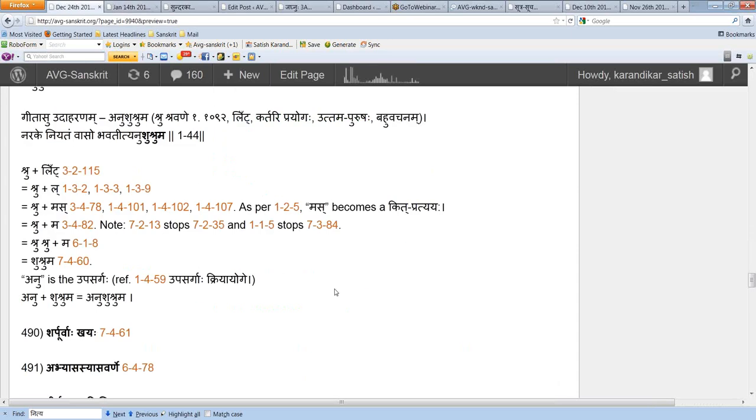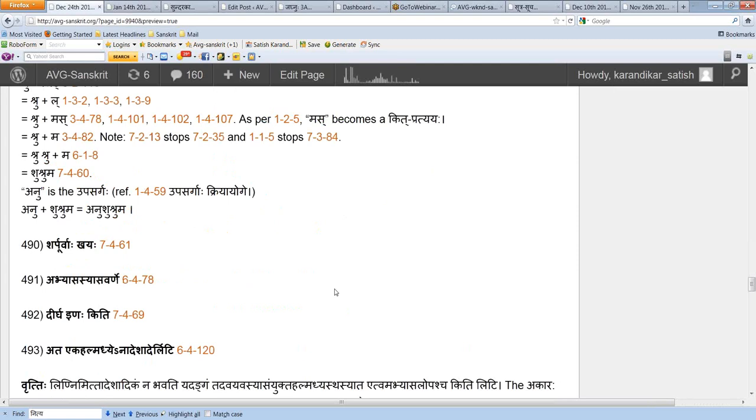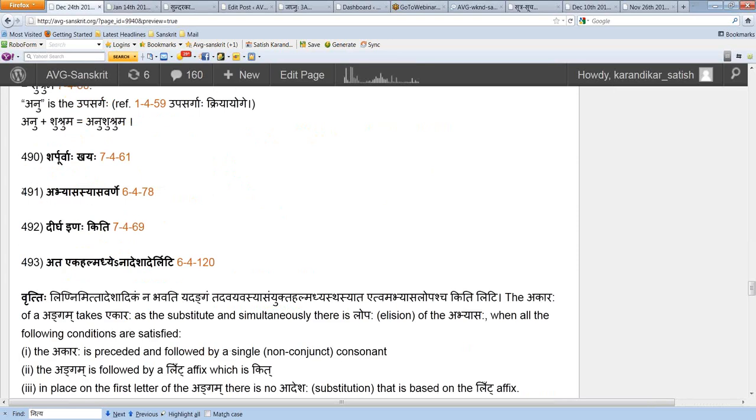Let's do two more rules, if you give me 10 minutes. Let's look at this one sutra. We're going to skip these two because time is running out today. I want to take this one though. So let's look at these two last for today. Okay, so sharpurvah khayaha. Look at the number.